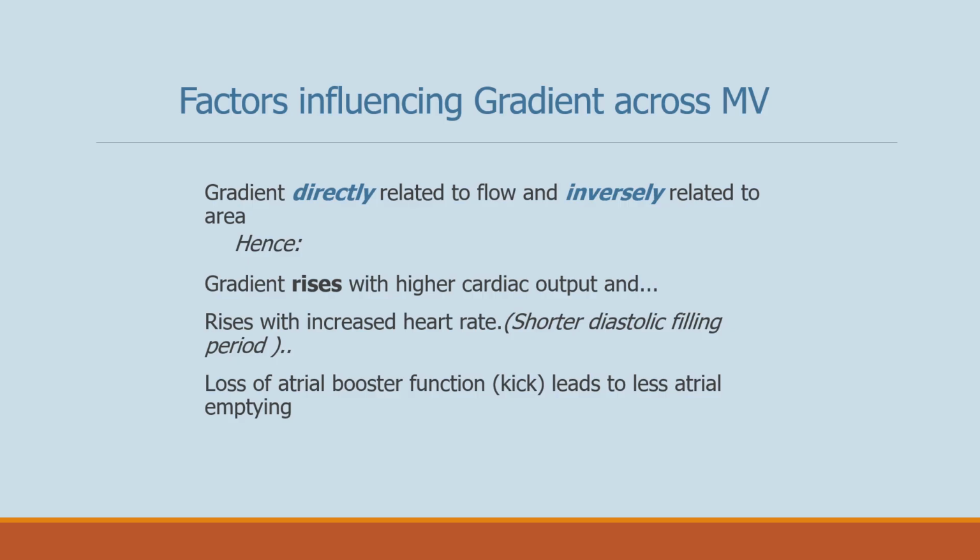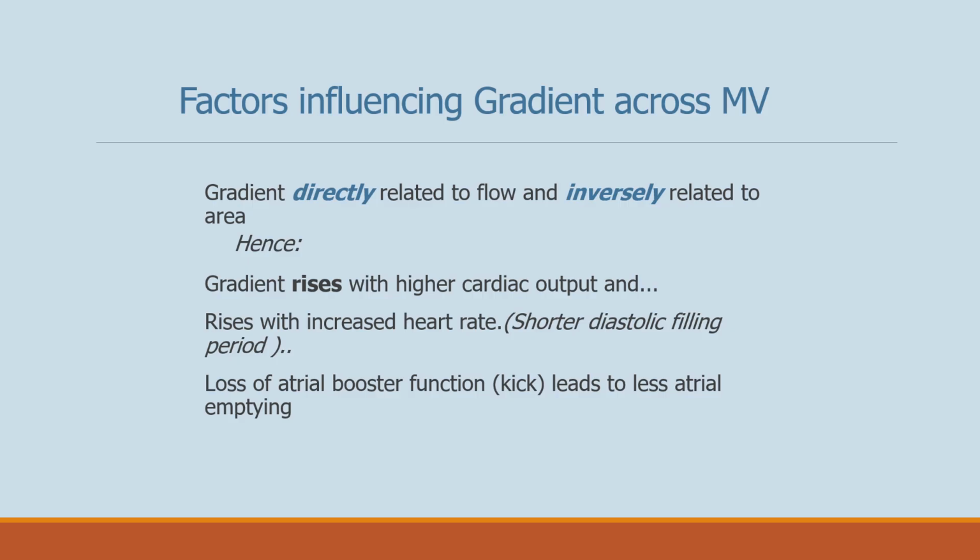So if you have tachycardia, diastole will become shorter. This is the only way to increase your heart rate, to shorten your diastolic interval. So with a shorter diastolic period, you still have to push the same amount of blood, or maybe a higher amount of blood, within a shorter period of time. Therefore, the left atrial pressure will go up. So the gradient rises with a higher cardiac output, and the gradient rises with increased heart rate. Why? Because the diastolic interval becomes shorter.